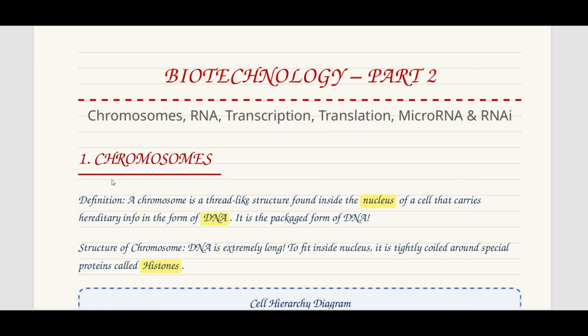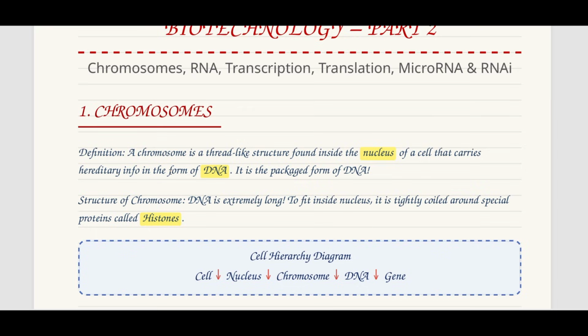Let's go to our chapters. That is biotechnology part 2. Next, we are going to learn about chromosomes. In the last section we learned about DNA fingerprinting and DNA barcoding, all those and their applications. Today we are going to learn about chromosomes. What is the definition?